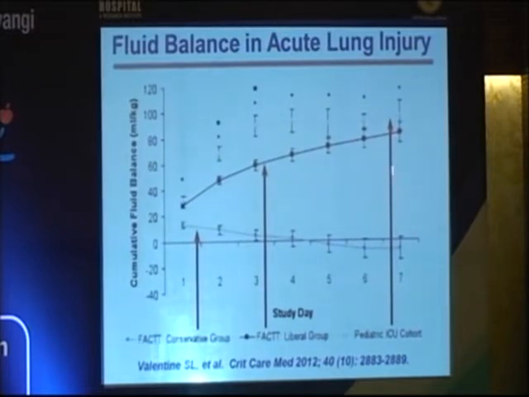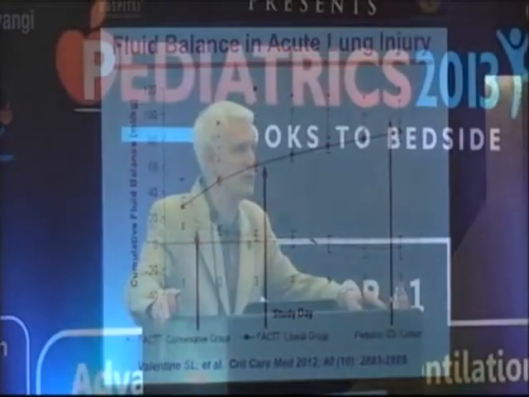But here are the pediatric patients with acute lung injury over a similar period of time, with significantly more fluid accumulation over that first week of mechanical ventilation. So it is not surprising, at least to me, that we might have trouble weaning our patients from the ventilator because they are fluid overloaded.